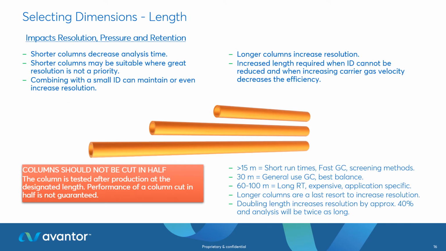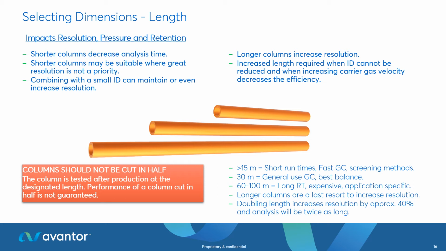As well as the film thickness and the internal diameter, we also need to consider the length of the column. Shorter columns will absolutely decrease the analysis time, and they may be suitable where there is not a requirement for high resolution. If we combine a short column with small IDs, such as in fast GC, we can maintain or even increase resolution. Longer columns obviously give us better resolution, and where the ID can't be reduced, increased length will also give better resolution.